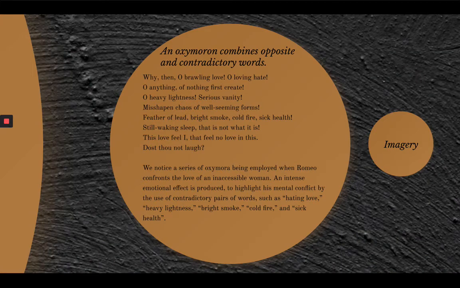Dost thou not laugh?" We notice a series of oxymora being employed when Romeo confronts the love of an inaccessible woman. He uses all these oxymorons, or contradictory terms, which means opposite or doesn't get along with each other. He uses these contradictory terms to explain or highlight his mental conflict within himself. And so you can really feel the struggle that he's having within himself by all of these oxymorons throughout this quote.